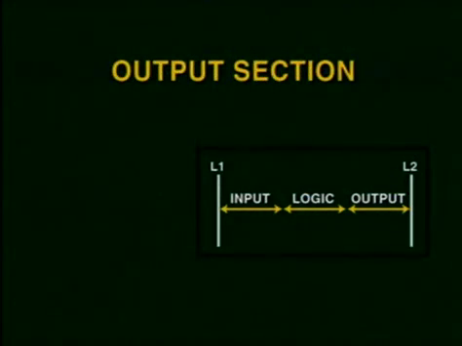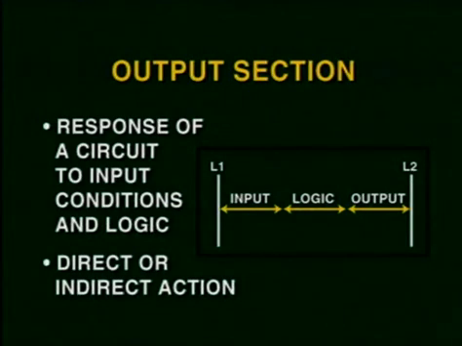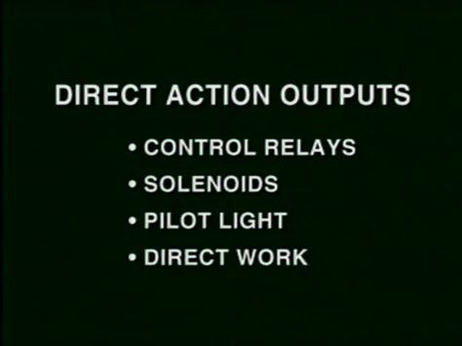The output action is the result of a circuit responding to the input conditions to render, according to a logic, an output device which performs an action, whether directly or indirectly. Direct action outputs include control relays, solenoids, pilot lights, and others which are actually operated directly from the input signals according to a logic sequence. These outputs perform the work in a direct manner.